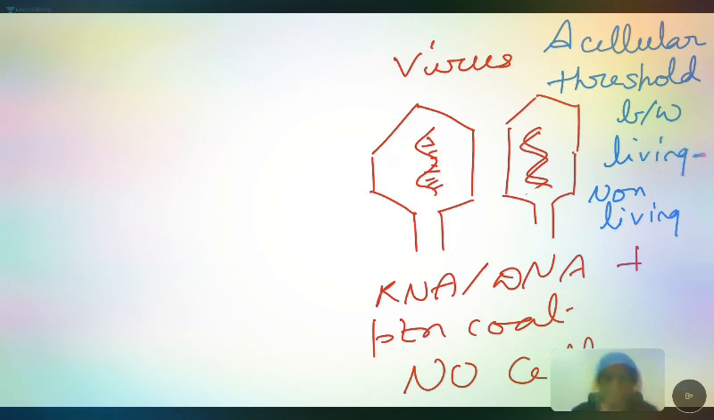Okay, it means inside a host cell they are living, they can replicate, but outside a host cell they cannot replicate. SARS-CoV-2 cannot replicate on surfaces, it can replicate in our tissues. So inside our body it is living, outside our body it is non-living. And there is no cell.